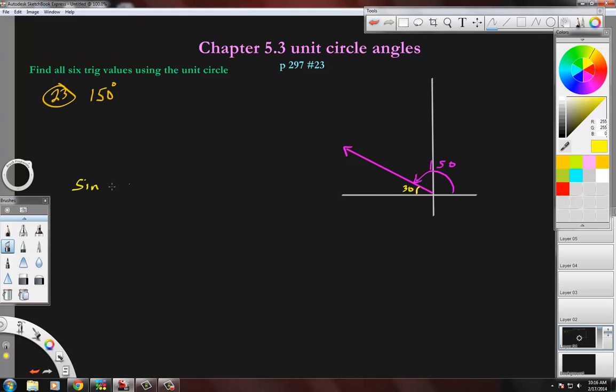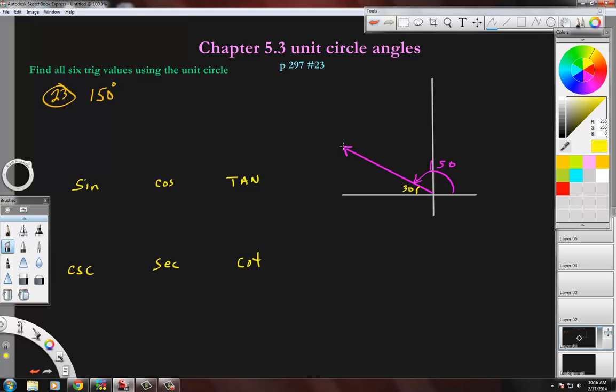So we'll say sine, cosine, tangent, and we'll skip some space here. We're going to run into some simplifying issues probably. Cosecant, secant, cotangent. Remember, those are the reciprocals of the ones right above them. All right, so this is the 150. So its reference angle is 30.